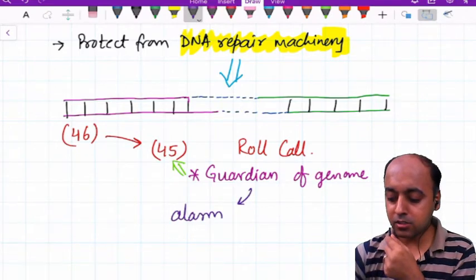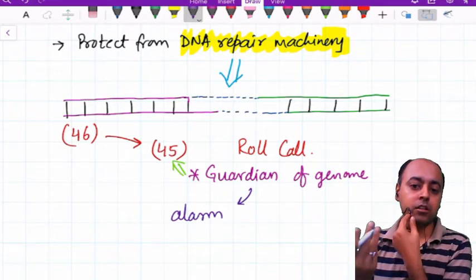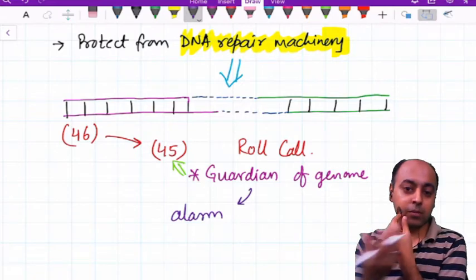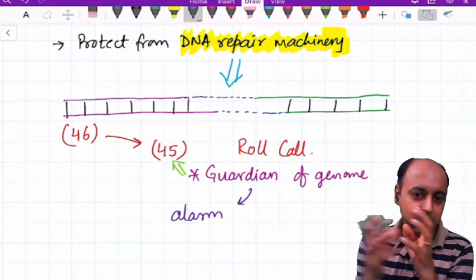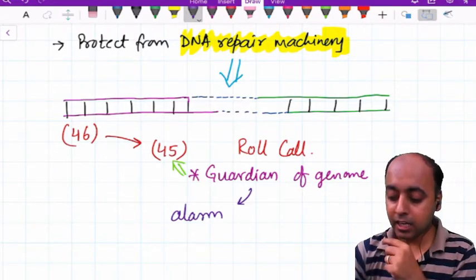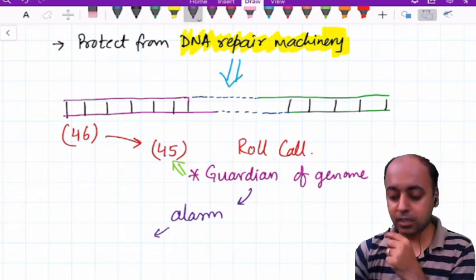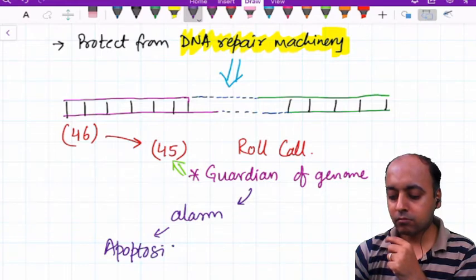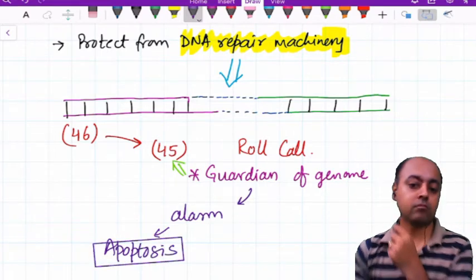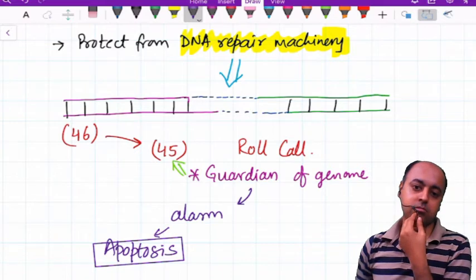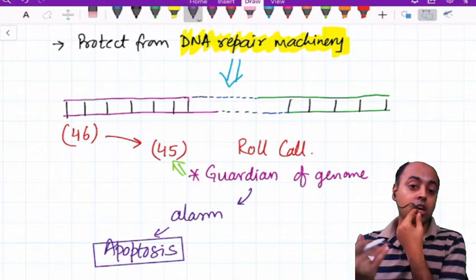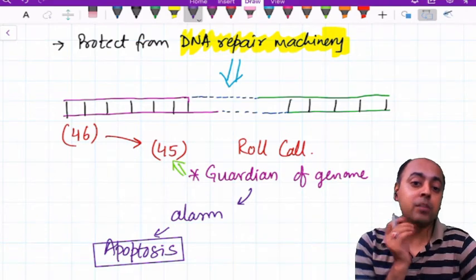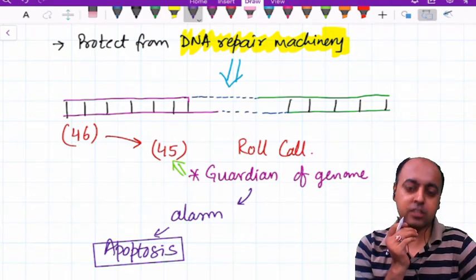The alarm is to try to carry out the repair. So look for the person who is missing. If the person is found, very good. But in this case, the person cannot be found because two of them have been joined together to form one. And if the repair cannot be corrected, then cell death. So that is why we need protection from the DNA repair machinery for the ends of DNA, which is provided by the telomere. Telomere will protect us from the DNA repair machinery.